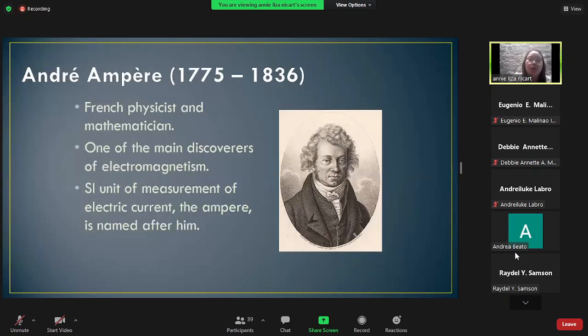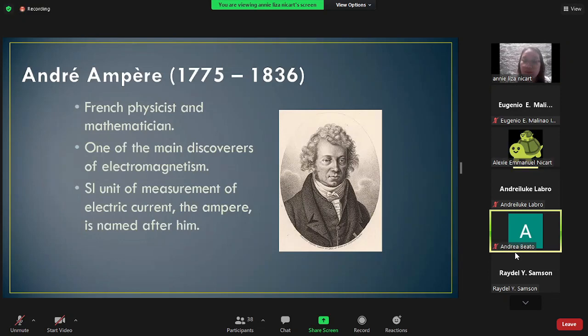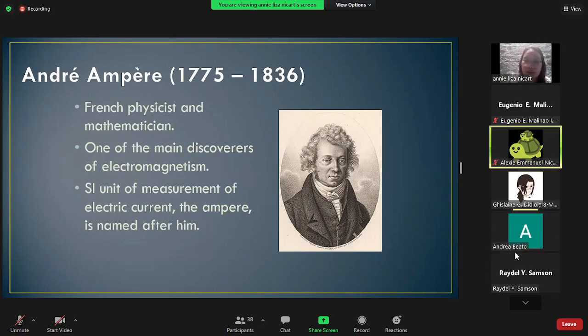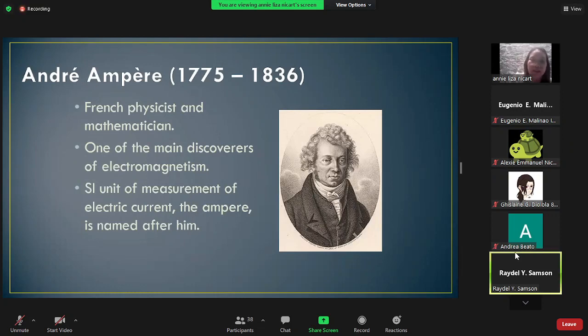Okay, so yung electric current, the unit of electric current is actually taken from the name of a French physicist. Sino siya? Andre Ampere. Okay, hindi complete. Andre Marie Ampere. Ayan. Andre Marie Ampere. Okay, so he contributed to the development of electromagnetism.